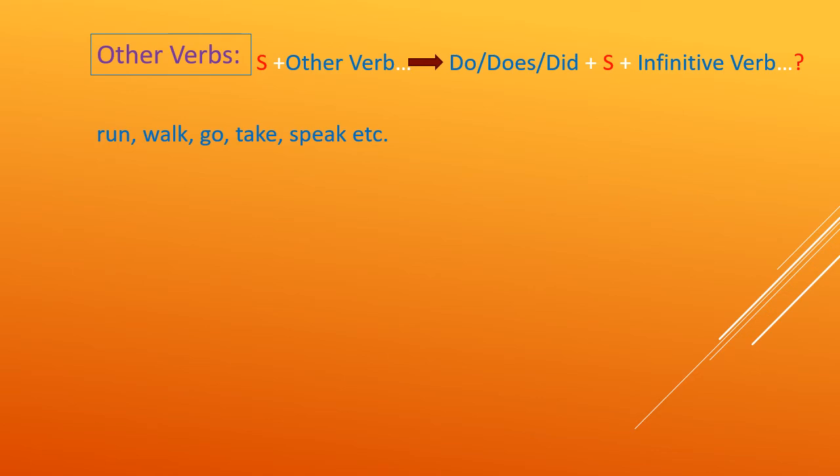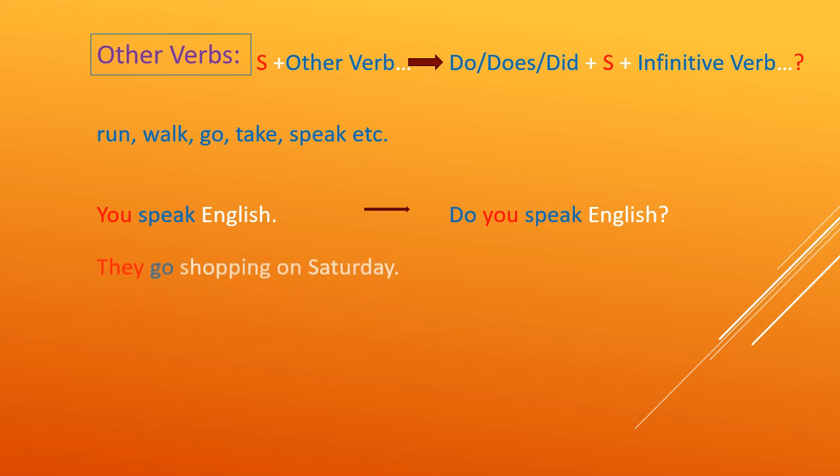Now let's have a look at some examples. You speak English. Okay, we have subject you and the verb speak. This is not an auxiliary verb. So we need do. Okay. Do and then subject, you, and infinitive of speak. Do you speak English? Okay. Next example.